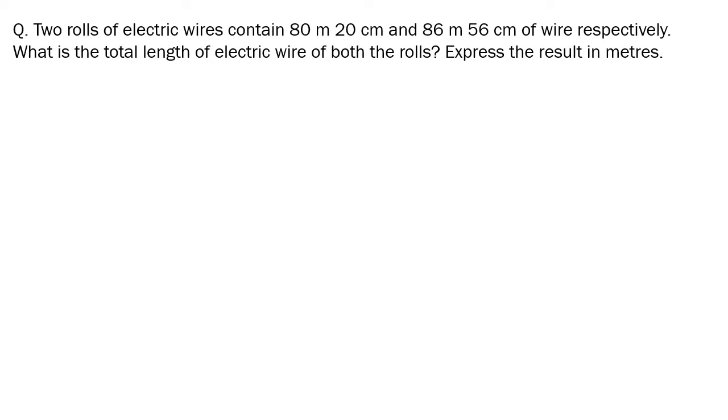Next question is two rolls of electric wires contain 80 meter 20 centimeter and 86 meter 56 centimeter of wire respectively. Means length of wire in one roll is 80 meter and 20 centimeter, and in another roll the length of wire is 86 meter 56 centimeter. We have to find out the total length of electric wire in both the rolls. So to find the total length we have to add the length of wires in both the rolls.